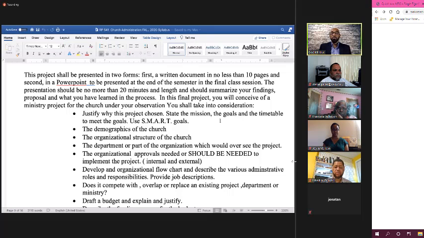So we're going to use SMART goals. Some of you know what that means, right? Specific, measurable, achievable, relevant, and time-bound or time-sensitive. We'll talk about SMART goals, but I want you to think about your project in terms of some realistic goals that could be accomplished in a reasonable timetable that are relevant to that ministry context. I want you to take into consideration the demographics of the church, the organizational structure of the church, the departments or part of the organization which would oversee your project.